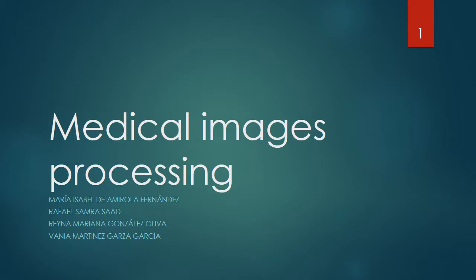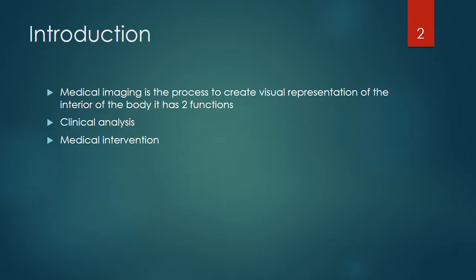Hi, today we are going to talk about medical image processing. Medical imaging is a process to create visual representation of the interior of the body. It has two functions: the clinical analysis, that are the X-ray, the magnetic resonance imaging, the tomography, and the ultrasound, and the medical intervention, like the endoscopy and the fluoroscopy.